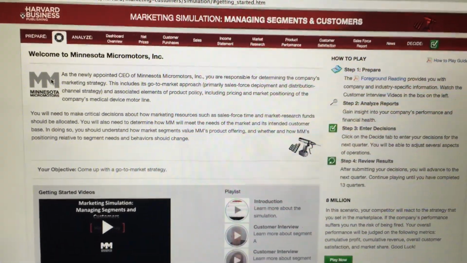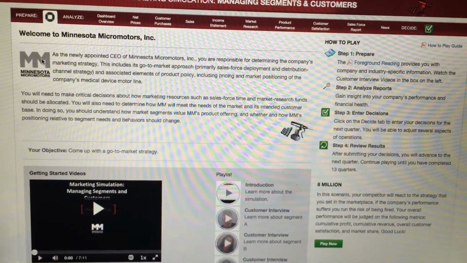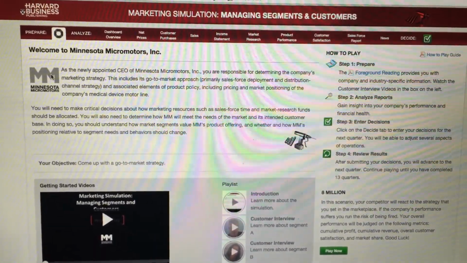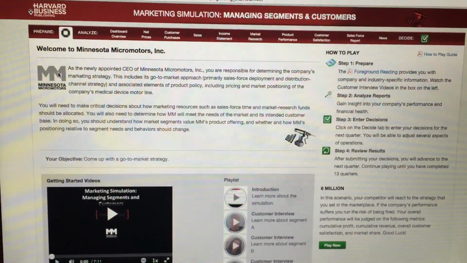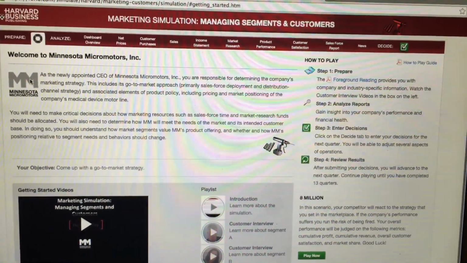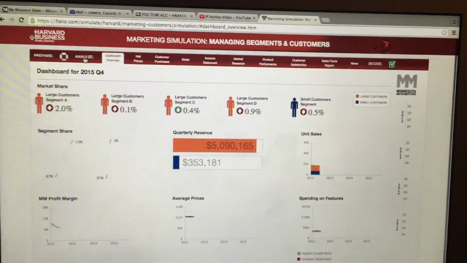My name is Cassidy Lowry, and for this simulation, we were the CEO of Minnesota Micromotors, and we're responsible for determining the marketing strategy for the company and reaching $8 million in profits. So we'll take a look at the simulation, how it's laid out.